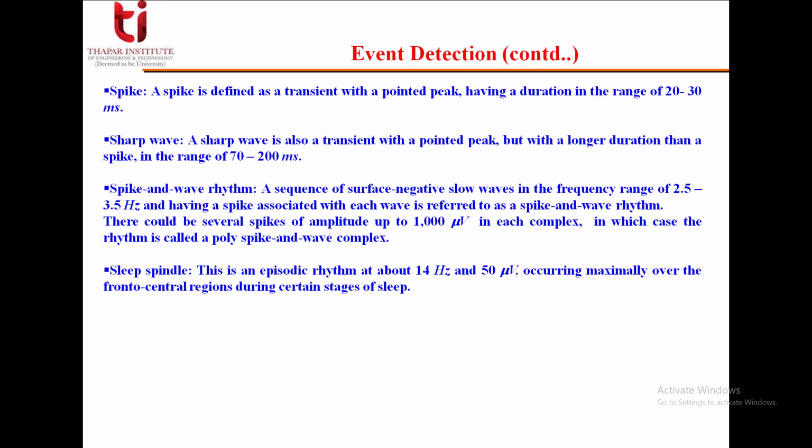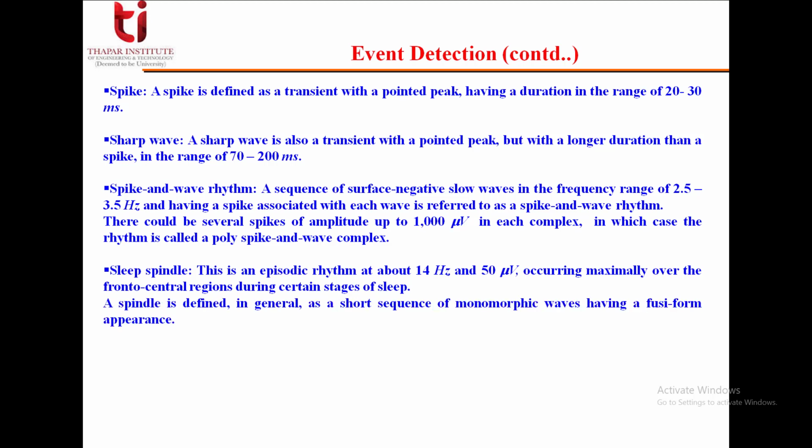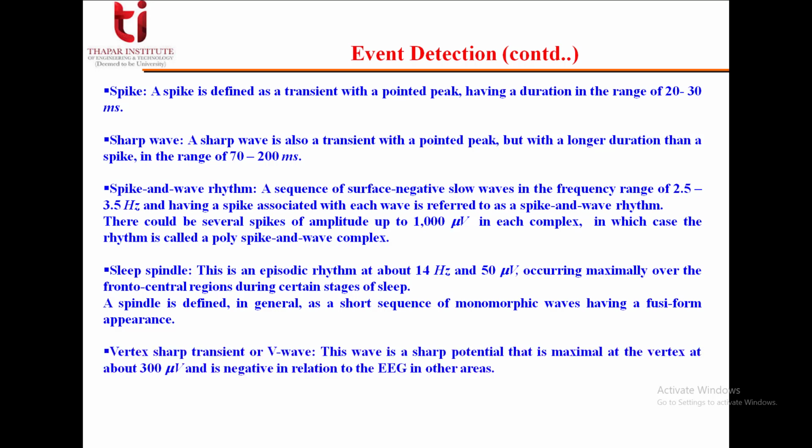Then we can have a sleep spindle. This is an episodic rhythm at about 14 Hz and of amplitude around 50 microvolts, occurring maximally over the fronto-central regions during certain stages of sleep. A spindle is defined in general as a short sequence of monomorphic waves having a fusiform appearance.